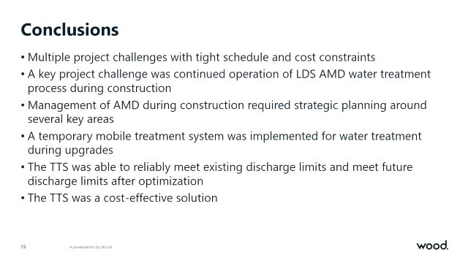So in conclusion, we had multiple project challenges that we had to work through, including a tight schedule and cost constraints. One of the bigger project challenges was the continued management of low density sludge and acid mine drainage, and not being able to shut off the mine for more than a week. So that required strategic planning in several areas. Those tie-ins were a big part of that, the integration between the existing CTP, the temporary treatment system, and the new CTP. We were able to manage AMD with a temporary mobile system that we brought out within a couple of months and had it hooked up.